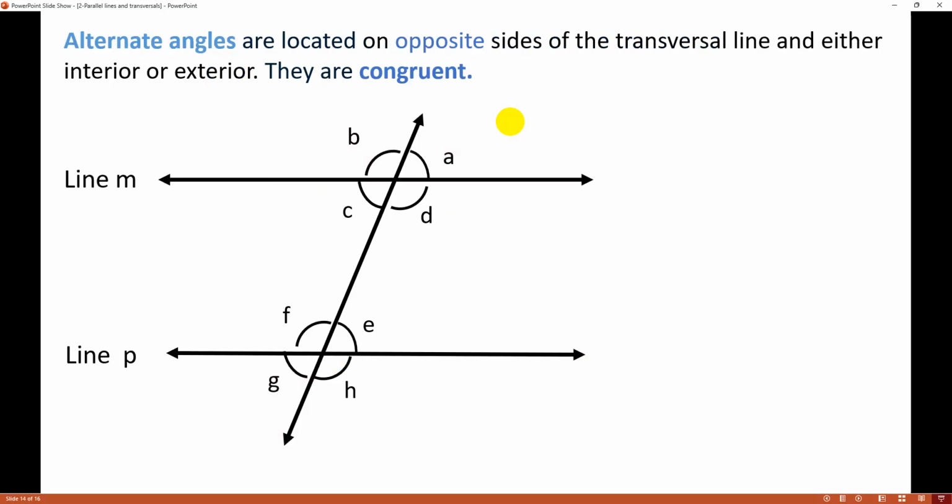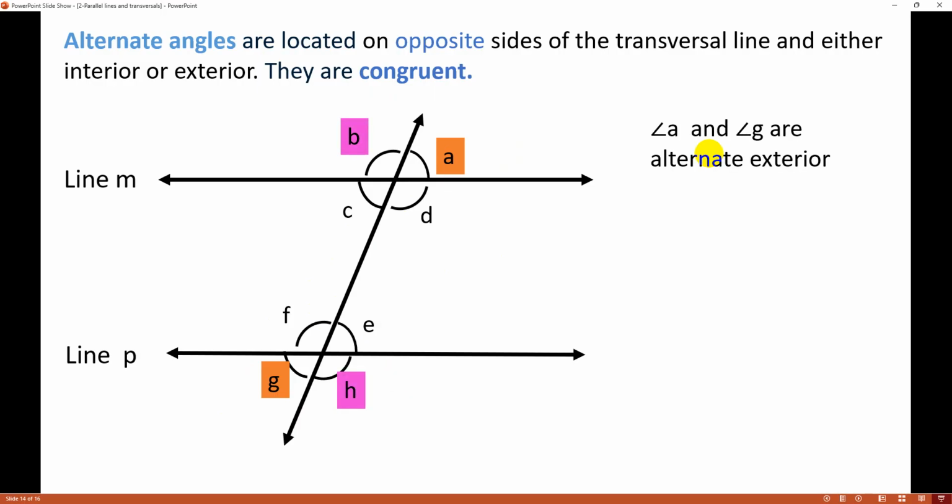Now, alternate angles are located on opposite sides of the transversal line. They can be either interior or exterior. And as we will see, they are congruent. So, for example, A and G, they are alternate because A is on the right side of the transversal and G is on the left side of the transversal. And they are exterior because they are on the outside. So they are called alternate exterior. Alternate because they are on opposite sides of the transversal. Exterior because they are on the exterior part.